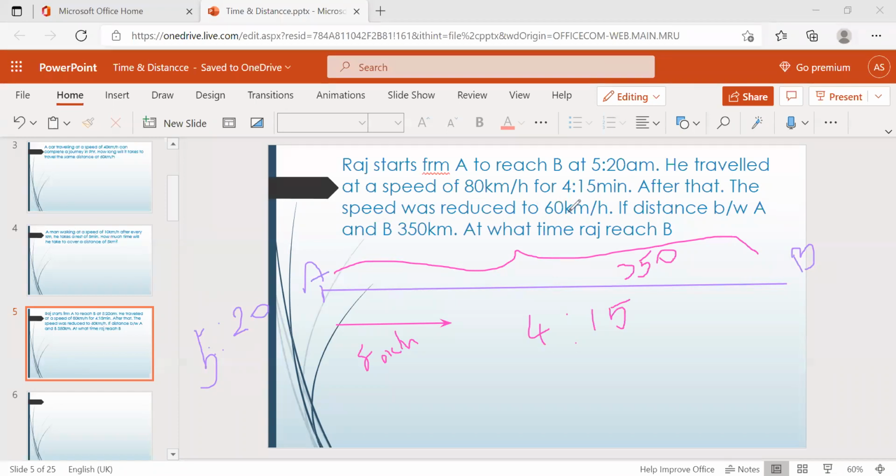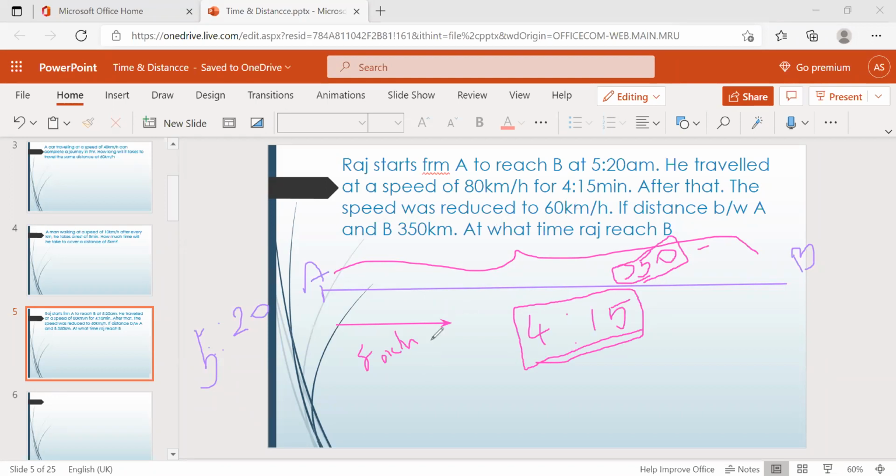Now, the remaining time to reach the destination is what they are asking. So the total time we need. First of all, we know the distance: 350 is the distance. Then first find how much distance he traveled in 4 hours 15 minutes. If you know that, then we can subtract those kilometers from this, and then the remaining distance with 60 kilometers per hour you can find out, right?